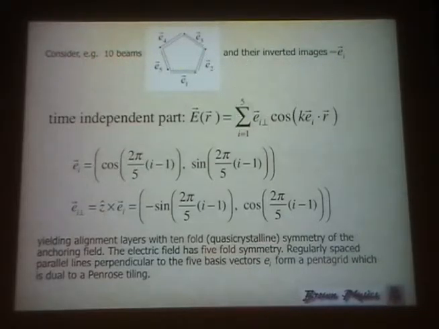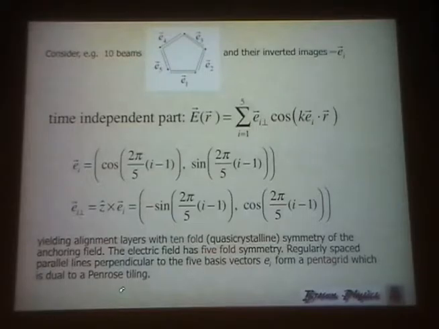The reason I have to set it up like this, 5 and inverted images, is to get this static pattern, to have the time-independent part just factor out and give me a static anchoring field. That's the reason for setting it up this way. But otherwise, really very similar to what you saw before. And so the electric field, again, is polarized in these perpendicular directions, perpendicular to the E_i.